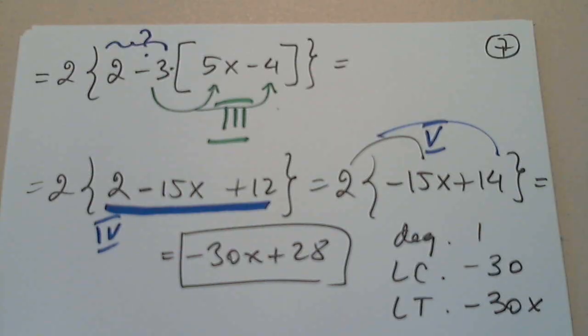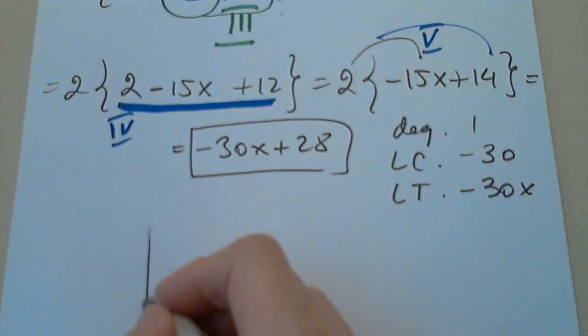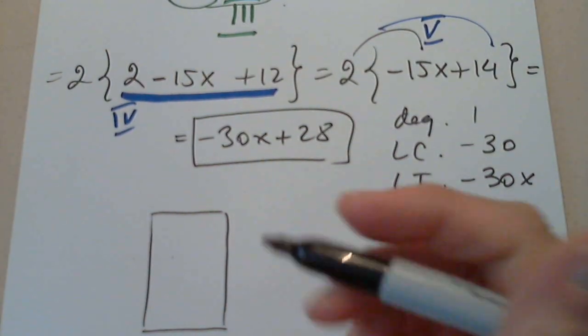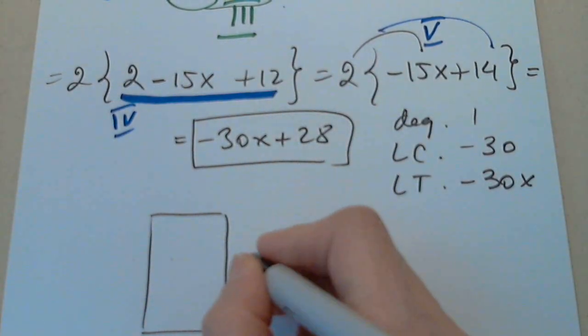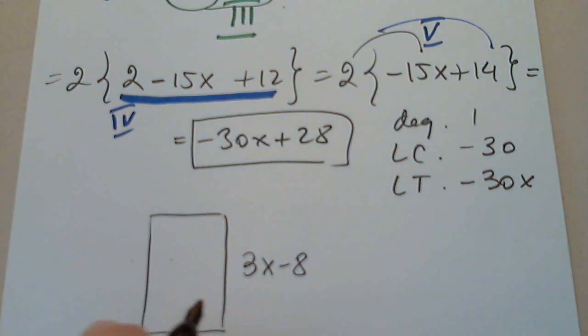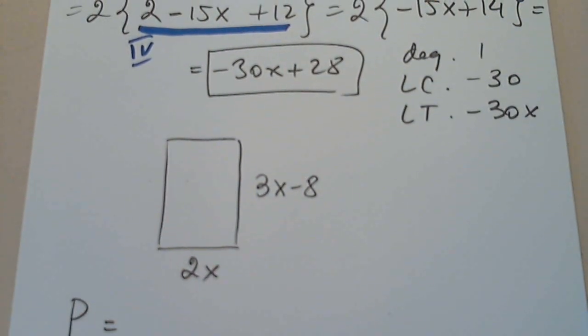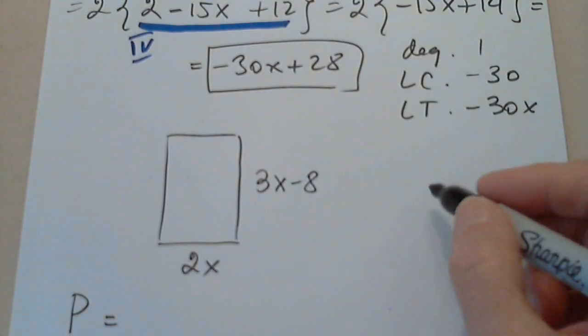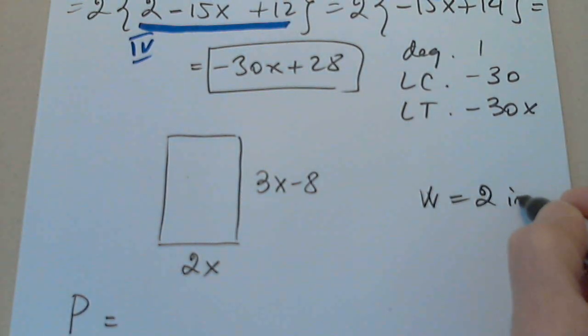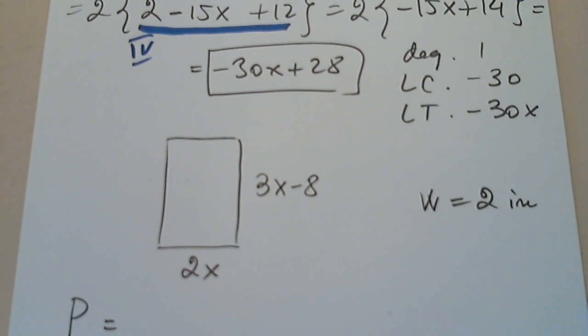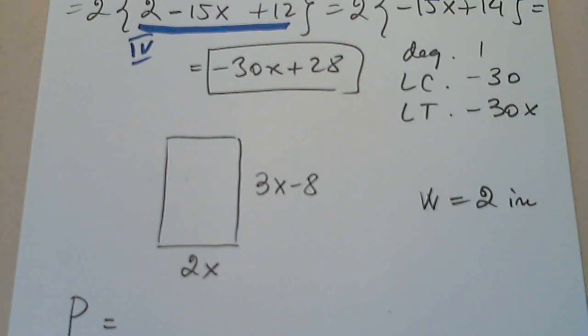Okay, so let's suppose we have a rectangle. And the rectangle that is given to us, let's say the length is 3x minus 8, and the width is 2x. They're asking us to find the perimeter. And after we find the perimeter, they say, well, W is 2 inches. Find the perimeter when W is 2 inches. Anyone remembers how to calculate the perimeter?